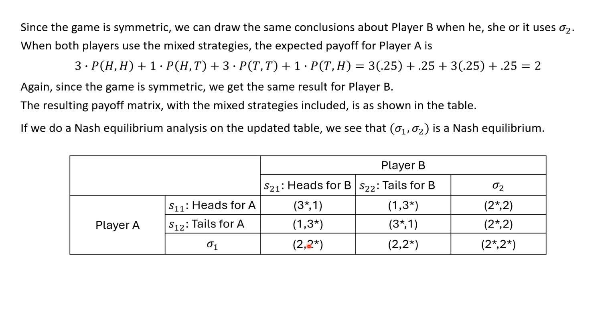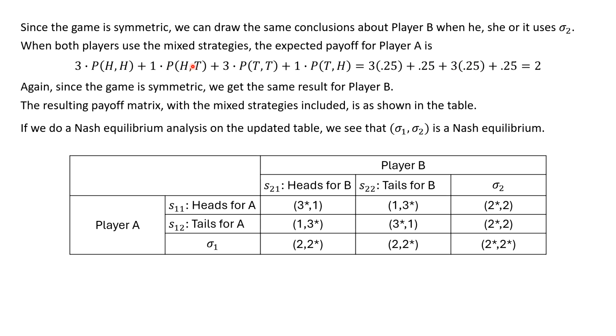Or at least we computed these two, and then I mentioned that it's symmetric and you would get the same thing for B. And what we haven't computed is this one here, if both players use the mixed strategy, sigma sub 1 and sigma sub 2, but we can compute that up here. When both players use mixed strategies, the expected payoff for player A is: if there are two heads or two tails, player A gets 3, and that happens 25% of the time. So that's this term and this term.